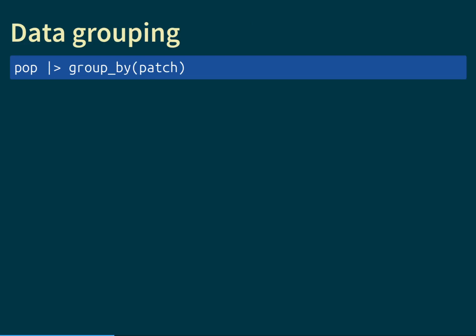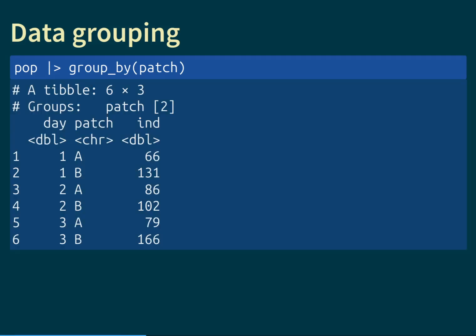So the function that performs the grouping is called group by, as you can see on the slide. Its first input, as always, is the data, and then its subsequent inputs are the columns by which we wish to do the grouping. So as an example, let us see what happens if we group the pop dataset by the single column patch. Here is the output produced by this line.